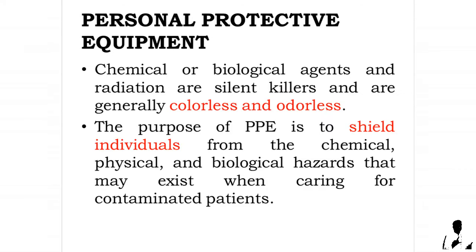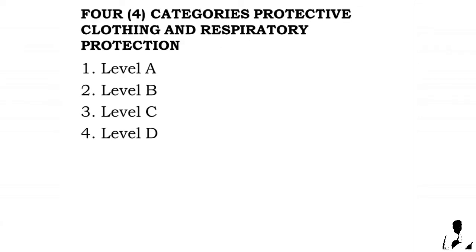Personal protective equipment. Chemical or biological agents and radiation are silent killers, and are generally colorless and odorless. The purpose of PPE is to shield individuals from the chemical, physical, and biological hazards that may exist when caring for contaminated patients. The following are the 4 categories of protective clothing and respiratory protection: 1. Level A. 2. Level B. 3. Level C. And 4. Level D.